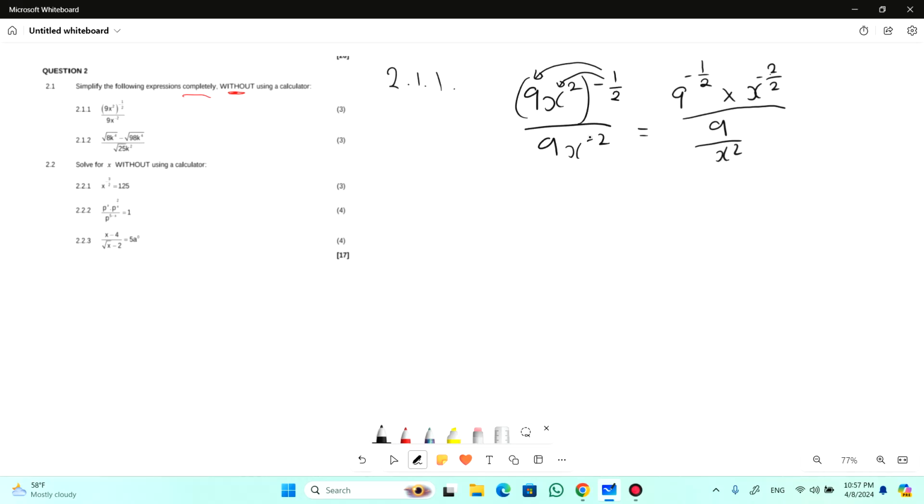Remember we have a negative here. Remember how to remove the negative exponent. You bring down, for instance, if you have x to the negative 1, it will be 1 over x. If you have x to the negative 2, it will be 1 over x squared. If you have x to the negative 7, it will be 1 over x to the power 7. I hope that you understand that one. Moving on.